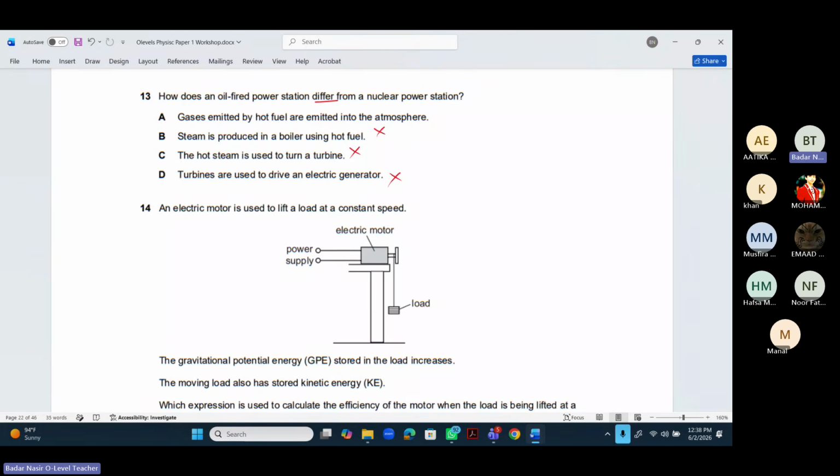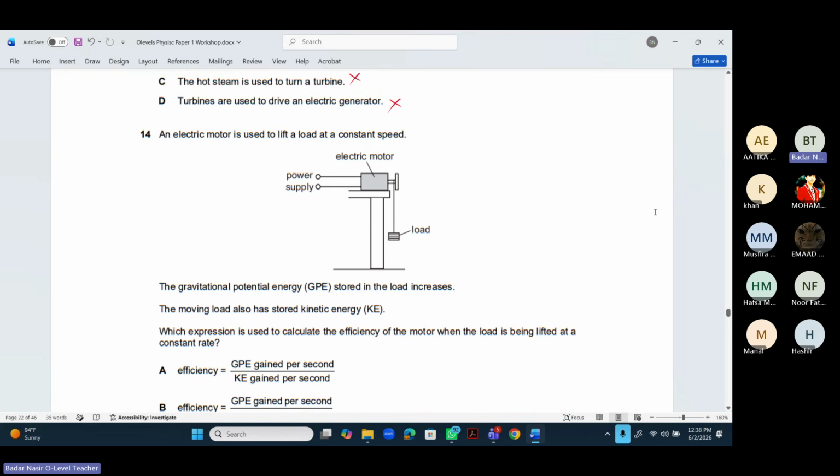So gases emitted by hot fuel are emitted into the atmosphere. So जब आप फ्यूल बर्न करते हो तो उससे जो गैसेस emit होती हैं, they are released into the atmosphere. Now for question number 14.